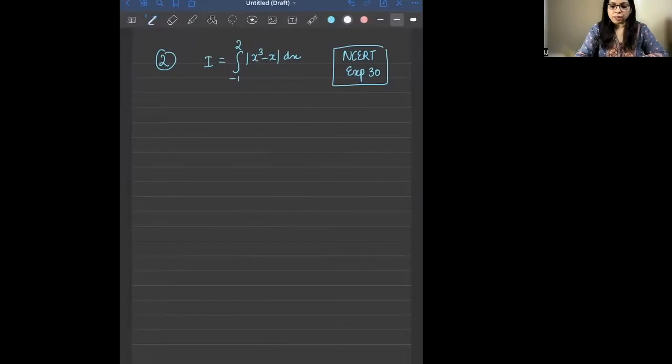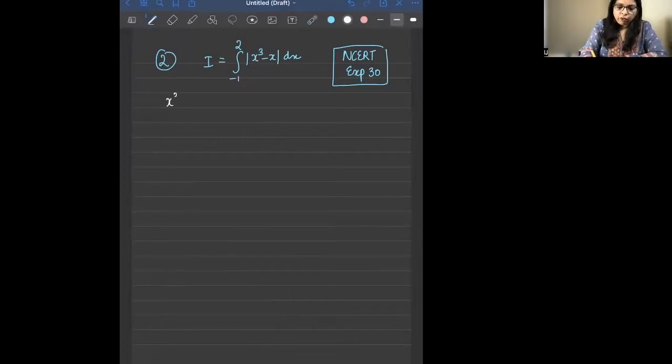The second question is the integral from minus 1 to 2 of mod x cube minus x dx. This is NCERT example 30 and this question has been asked many times in boards. But in boards, they make things simple. Instead of getting 3 integrals, we get 2 integrals like this. If we split it into intervals, then we get 2 intervals, something like that. So they make things easier.